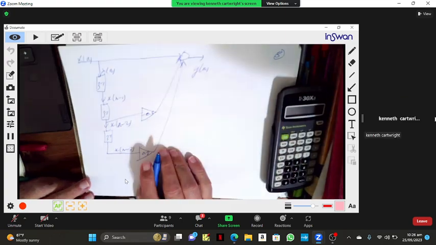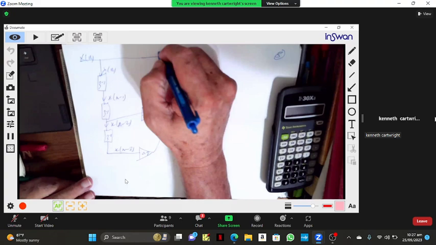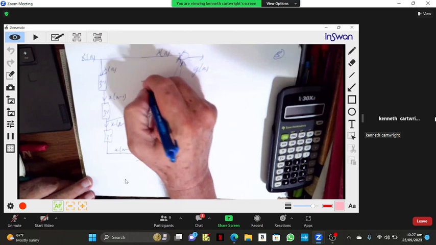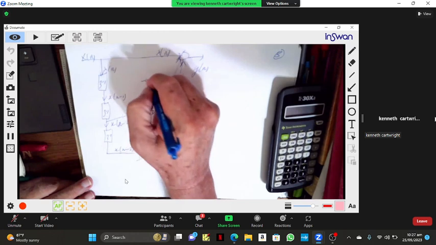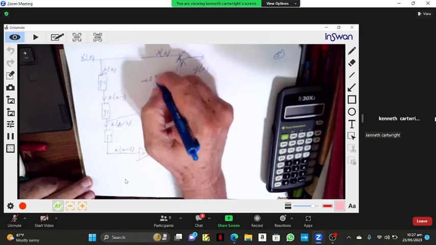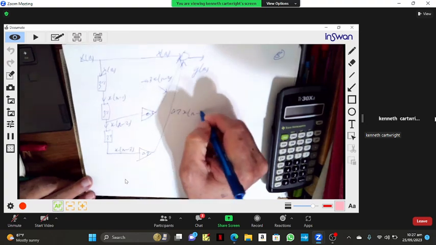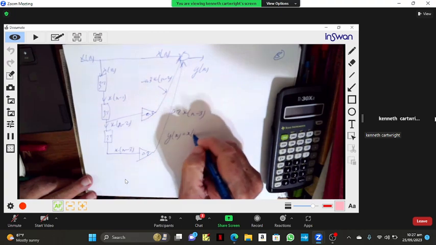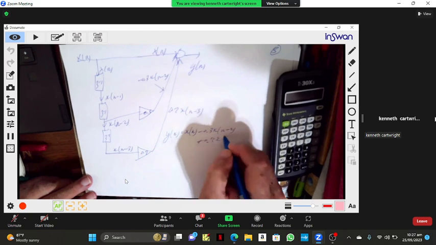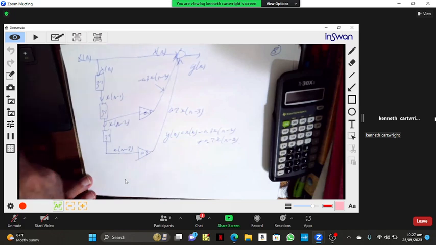Pay attention, please. Clearly, the output is the sum of three things. It's the sum of this, that's just x of n, and this is negative 0.3 x of n minus 2, and the sum of this. So y of n equals x of n minus 0.3 x of n minus 2 plus 0.7 x of n minus 3. Any questions about that?